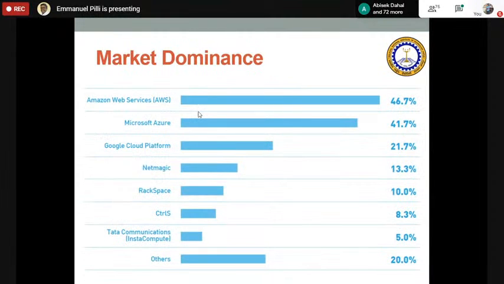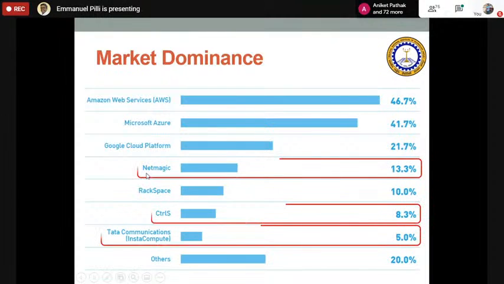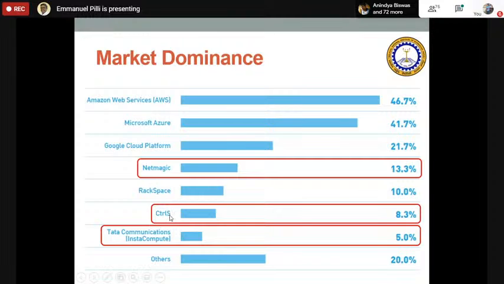And if you look at the market dominance in India, AWS dominates it. Then you have Azure, then you have the Google Cloud. And of course, fortunately, we have some Indian companies. NetMagic is an Indian company. And Control S or CTRLS, this is Control plus S, is another company. And then Tata Communications is an Indian company, and the cloud is called InstaCompute. So NetMagic, Control S and InstaCompute are the Indian companies. But of course, their market share is very less.